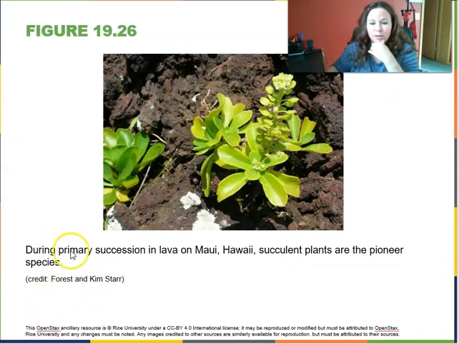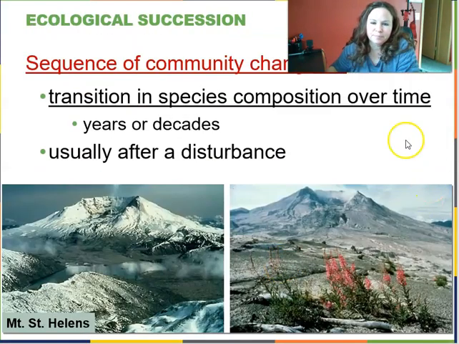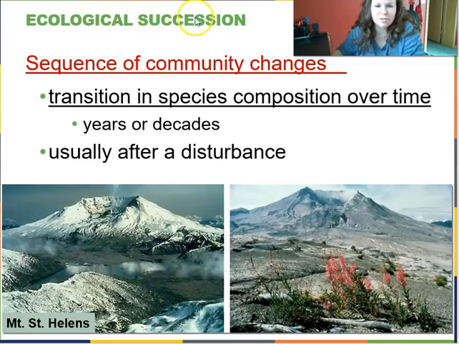So here's an example of primary succession on the island of Maui in Hawaii in the lava. These succulent plants are what are called pioneer species. So again, ecological succession is a sequence of community changes. Transition in species composition over time could take years, decades, sometimes longer, and usually after a disturbance like the eruption on Mount St. Helens. You can see some primary species starting to take over here.